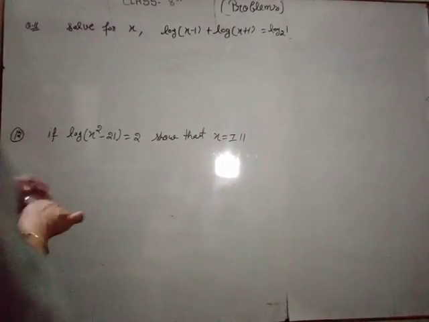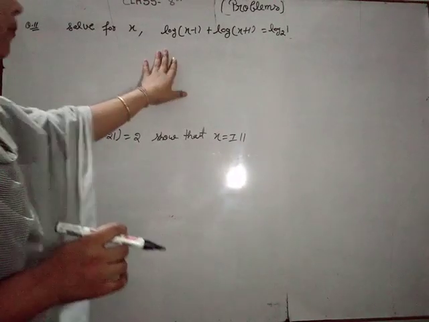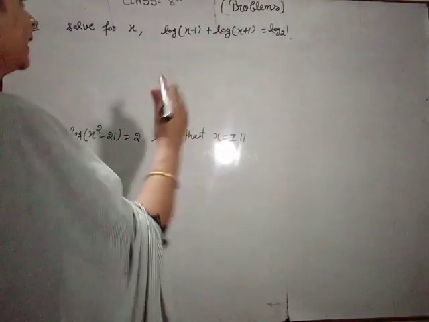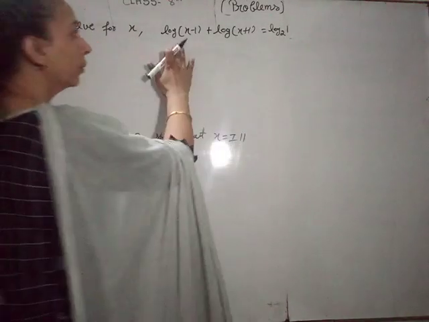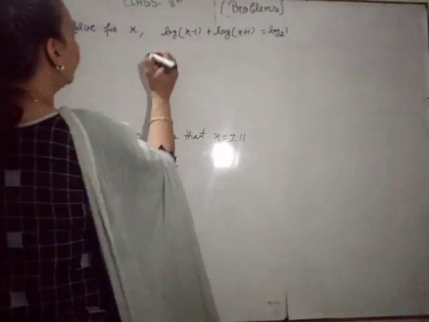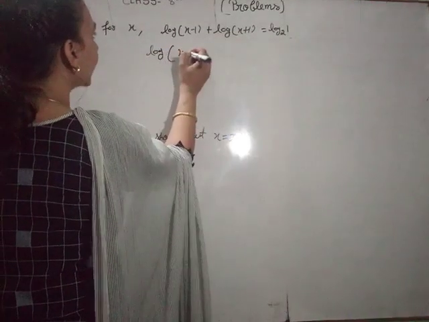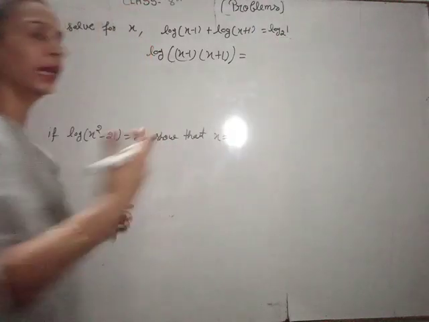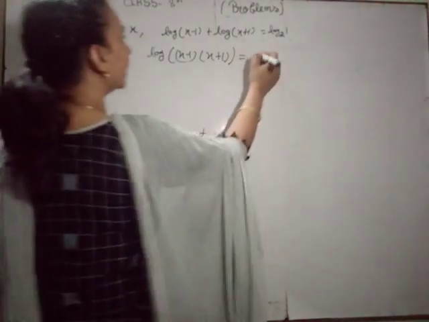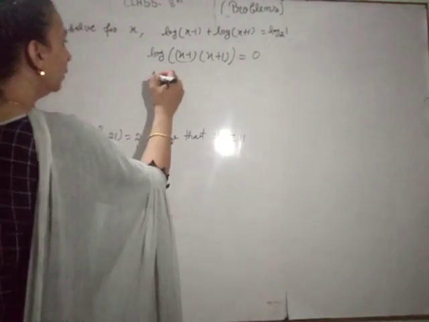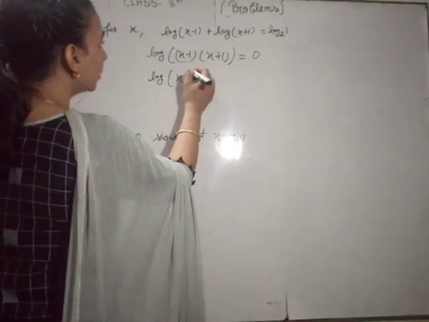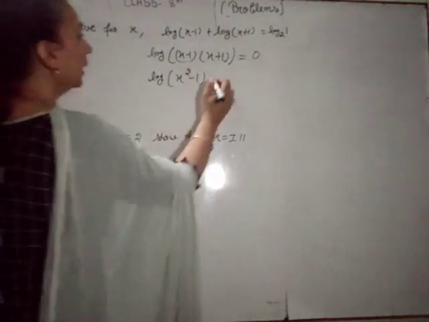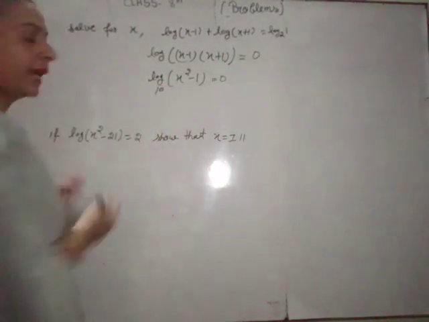This is the next question, question number 11. Solve for x: log of x minus 1 plus log of x plus 1 equals log of 1 at the base 2. Student, according to the product law, we write this as log of x minus 1 multiplied by x plus 1, and log of 1 at any base equals 0, so the complete expression equals 0. Log of x squared minus 1, since a plus b times a minus b is a squared minus b squared, equals 0. Let me take the base 10.